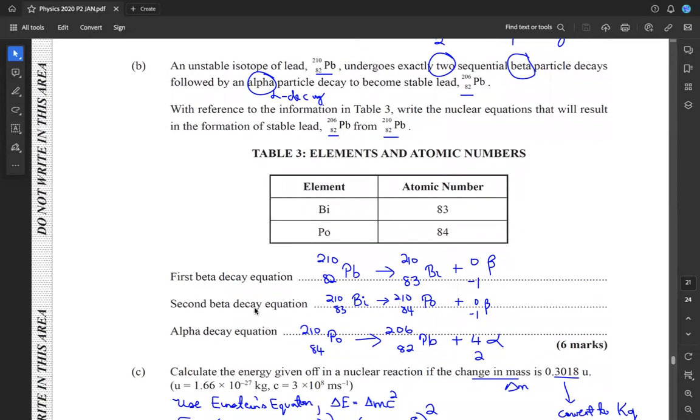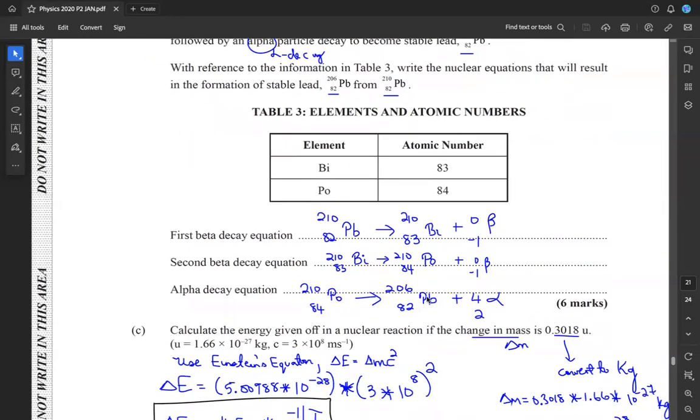So similarly, we have a second beta decay. We're starting with our bismuth, in this case, 210 83 bismuth. And we're going to go now, another beta decay. So we're going to go up by 1 again in our atomic number, and so we end up having 210 84. And whenever we have an atomic number of 84, that's polonium now. So we write polonium as our element beside that, okay? So we have 210 84 polonium, and of course our beta particle that was emitted to form that polonium, okay?